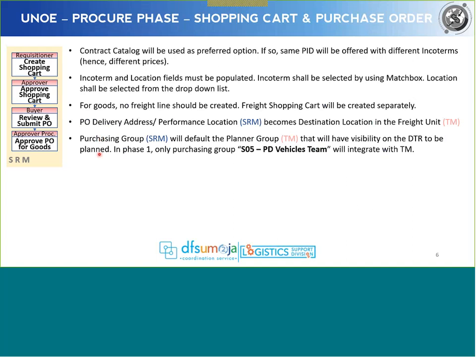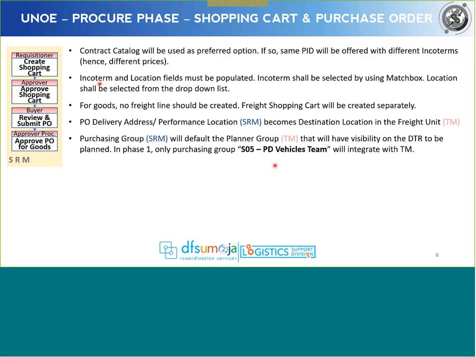Okay, another important aspect will be the purchasing group. We're going to have to default it to the planner group that will have visibility on the DTR to be planned in phase one. So in phase one, only the purchasing group PD vehicles will be the one we're going to be using, and it's the one that's integrated in TM. So one of the main things will be the planner groups that we're going to be selecting in the shopping cart and how that will have an impact in the long run.